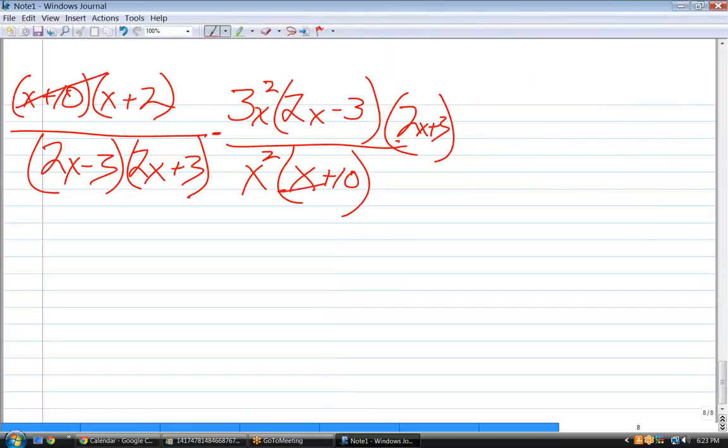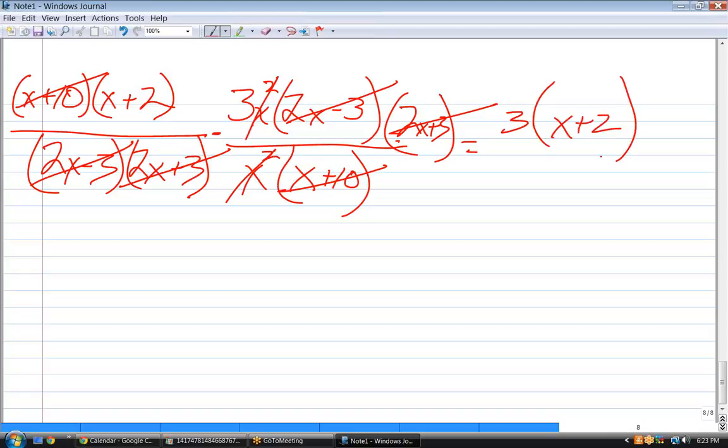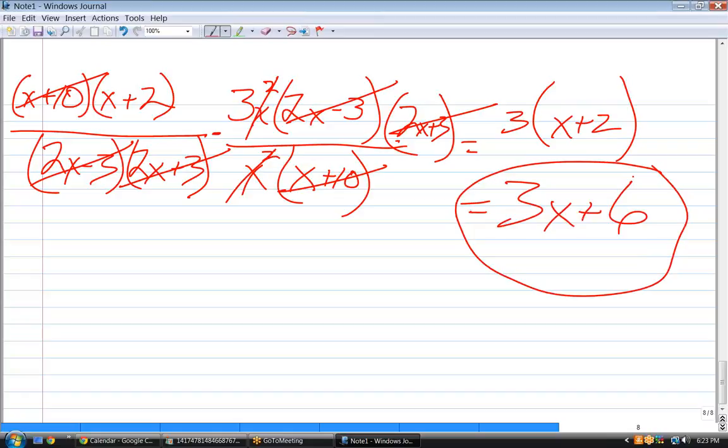So now it's just a question of canceling. We have an x, there's a 2x minus 3, there's a 2x minus 3, 2x plus 3, 2x plus 3, x squared, x squared. So what do we have in the numerator? 3 times x plus 2 all over 1. So now the question is, is that the proper answer, or should I multiply it out? I don't know what to tell you. I would think this is probably the right answer.